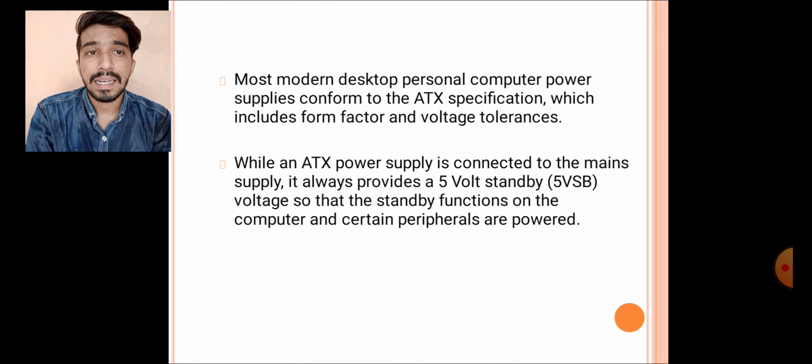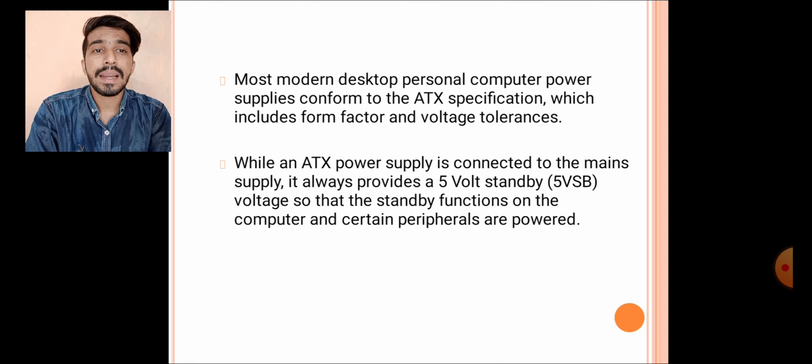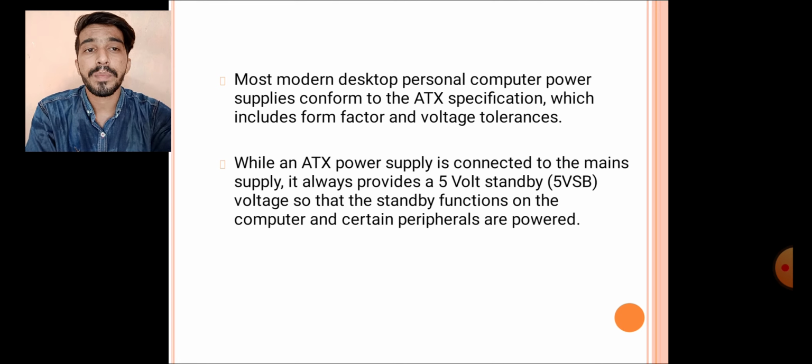Most modern desktop personal computer power supplies conform to the ATX specifications, which include form factor and voltage tolerance. While an ATX power supply is connected to the mains supply, it always provides 5 volt standby, 5 VSB, voltage so that the standby functions on the computers and certain peripherals are powered.